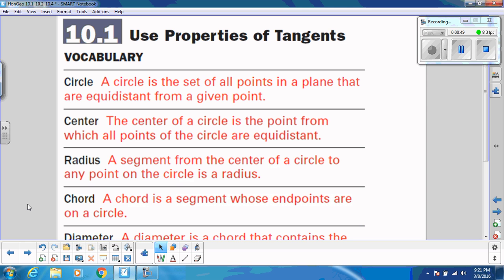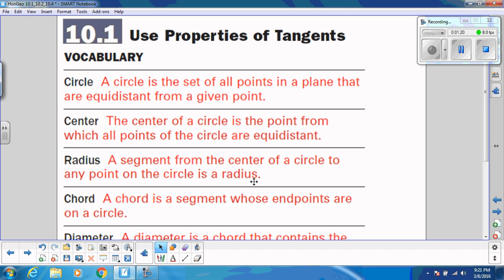So first of all, what is a circle? We know that a circle is a set of all points in a plane that are equidistant from a given point. And the center of the circle is that point from which all points of the circle are equidistant. The radius is the segment from the center of a circle to any point on the circle. And a chord is a segment whose endpoints are on a circle.